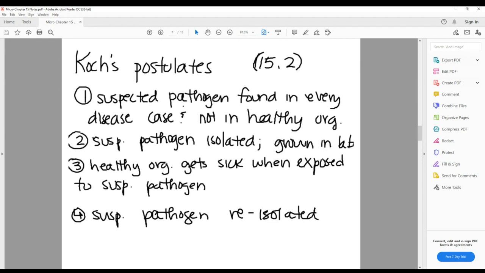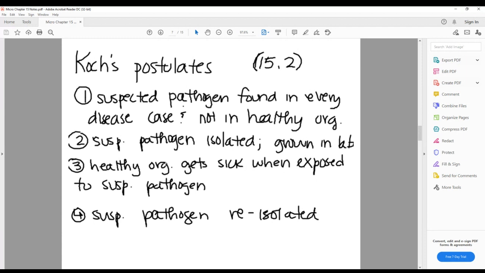Now, back in Koch's time, this worked perfectly because he was able to find these microbes, grow them in the lab, and make healthy organisms sick. But now, when we look at some of the disease processes, some of the pathogens that we know about, we can't do this in every case. Something like HIV, we can't fulfill Koch's postulates for HIV because it's only in humans. So there are no test subjects. And I don't know anybody who's going to stand in line to get injected with the human immunodeficiency virus.